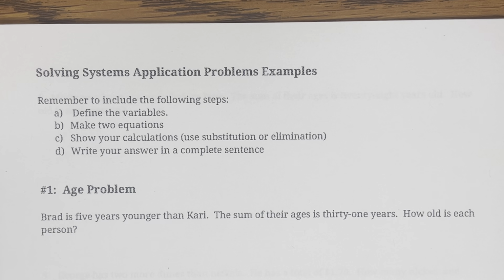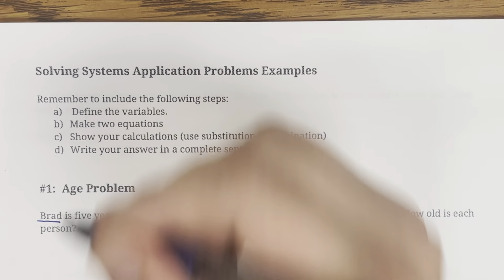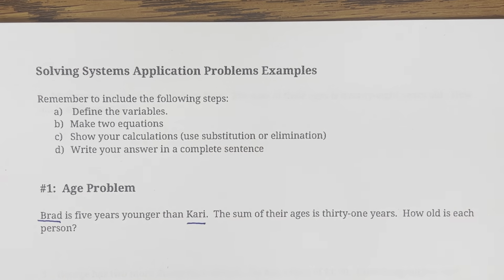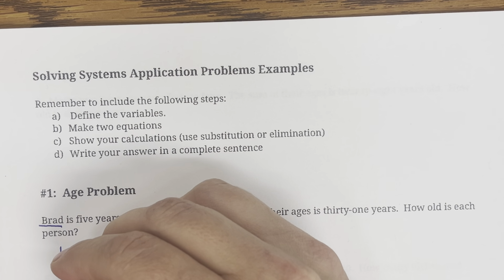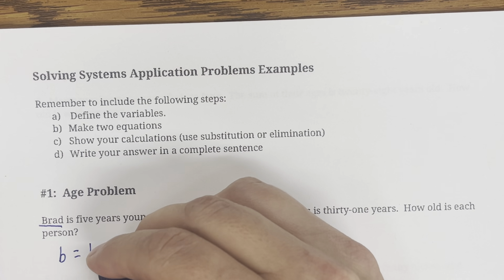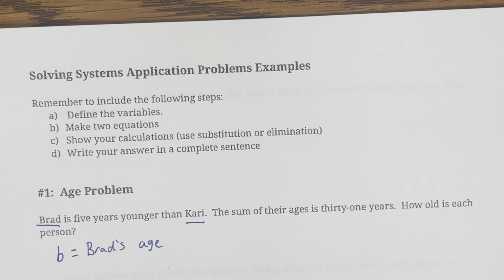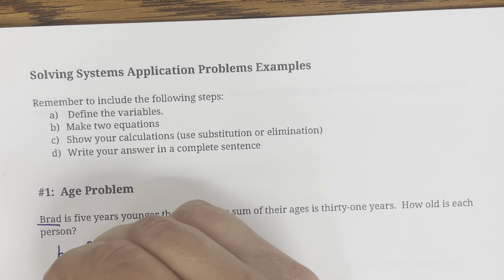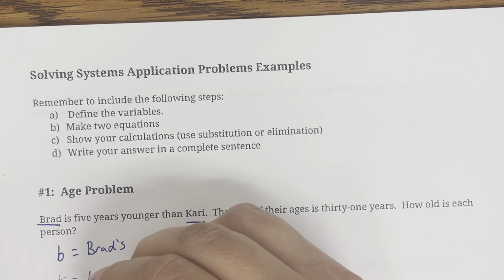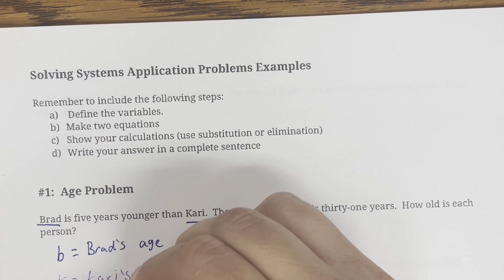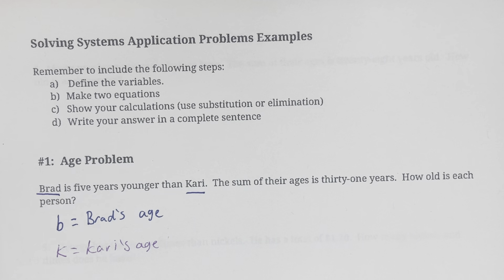So the first type we're going to do is an age problem, and it says Brad is 5 years younger than Carrie. The sum of their ages is 31 years. How old is each person? So we need to figure out the age of Brad and Carrie. So Brad is one of our variables, and Carrie is the other. So we'll let B equal Brad's age, and K can equal Carrie's age. All right, so those are our two variables, B and K.